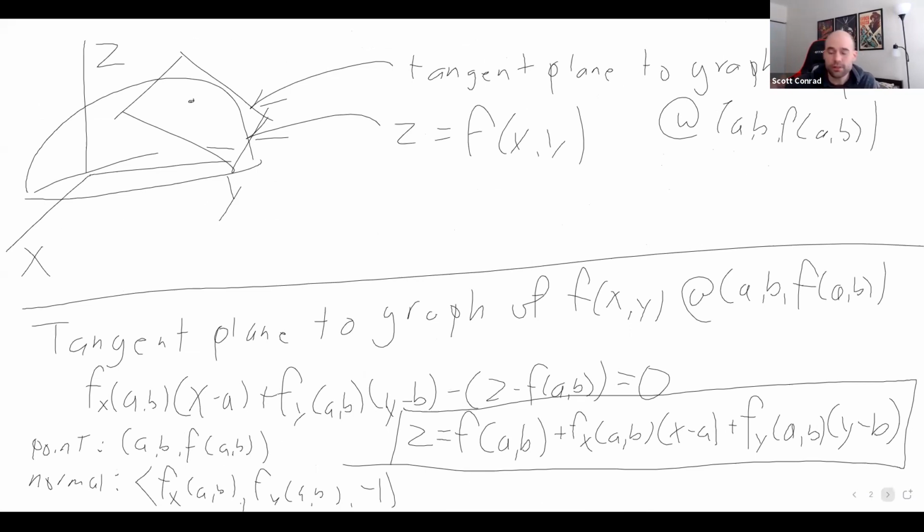It's the value of our function, but now we have partial derivatives in two variables. So it's the partial with respect to x times x minus a, plus the partial with respect to y times y minus b.